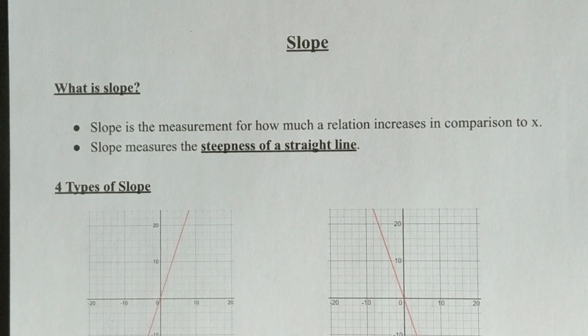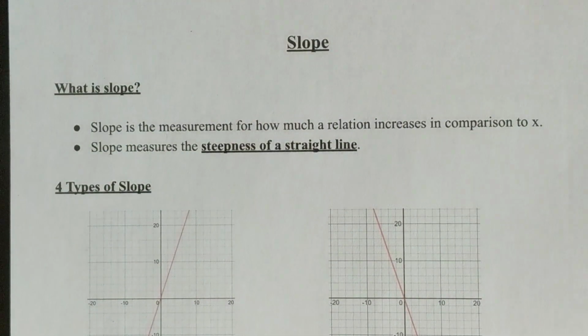Welcome to lesson 2, slope. This is the second lesson for week number 5 and part of our line unit. Today we're going to look at how to figure out slope from a graph and from 2 points on a line. We're going to start off with just taking a look at what is slope.